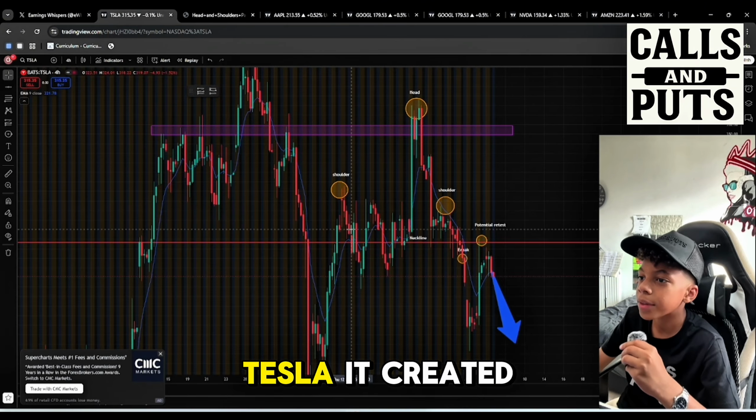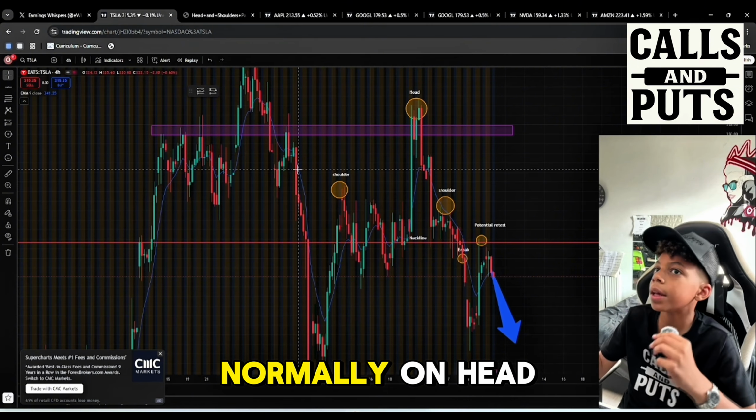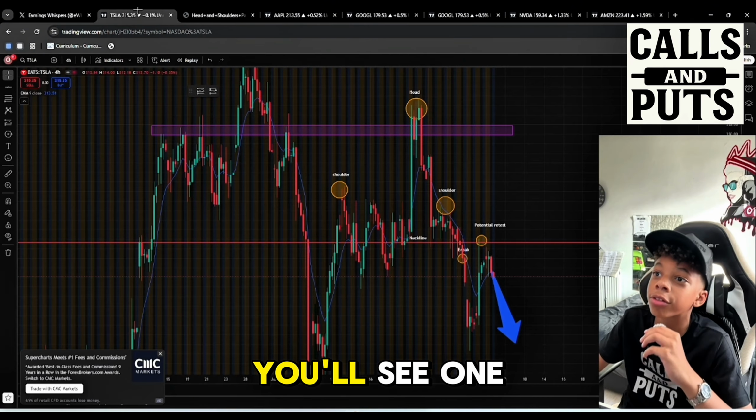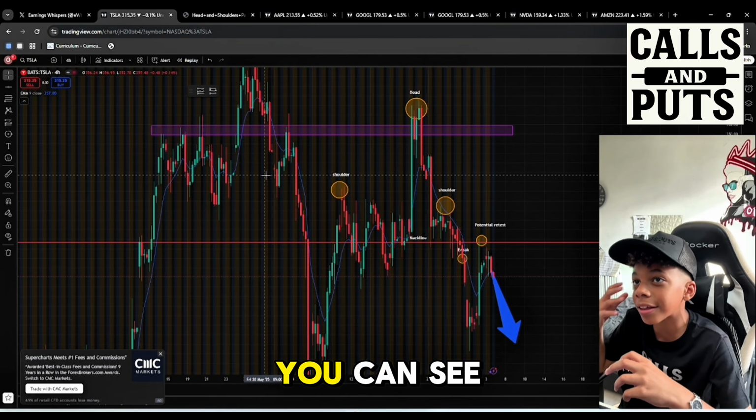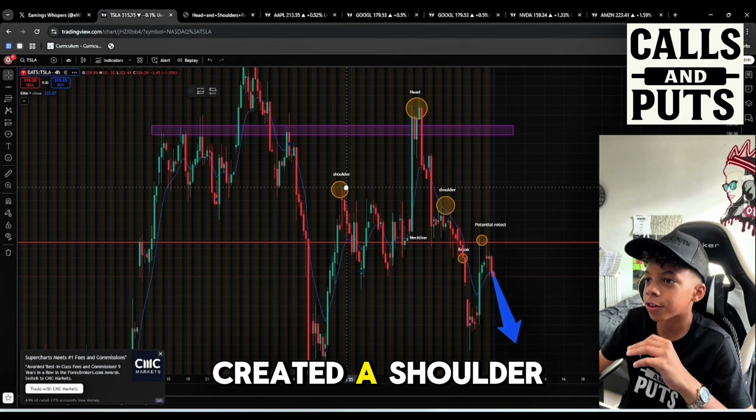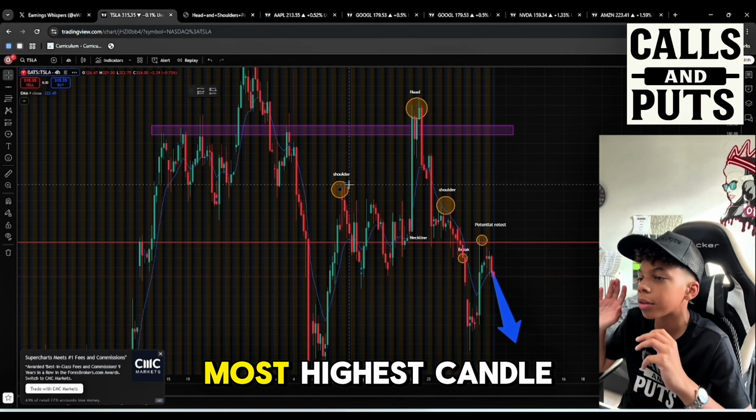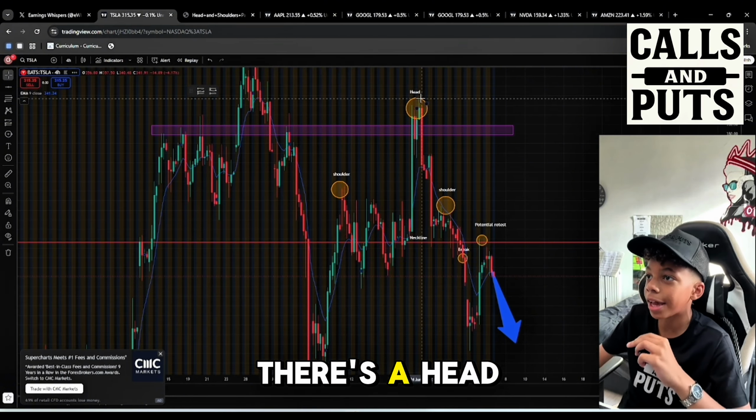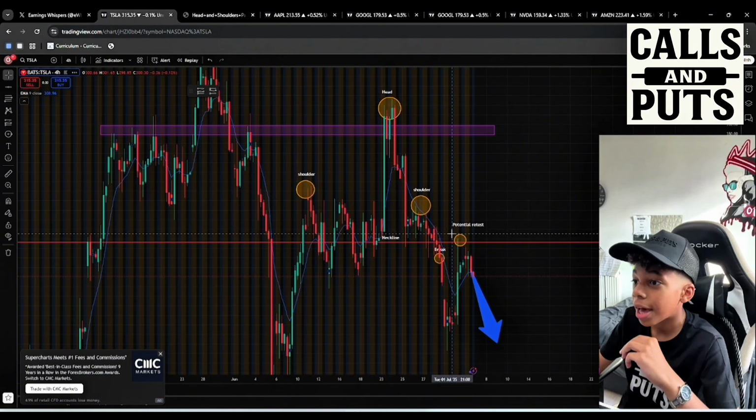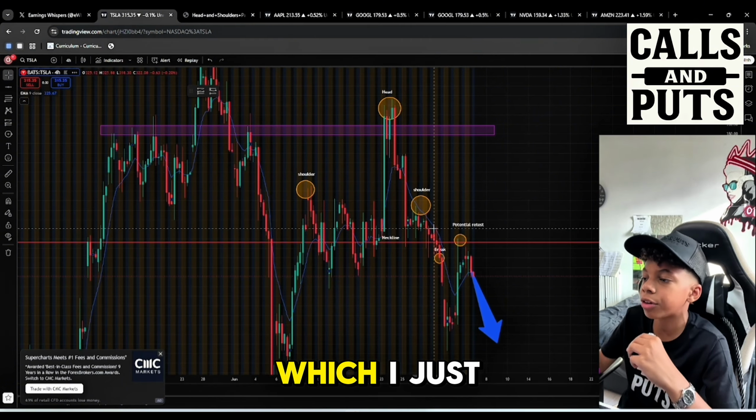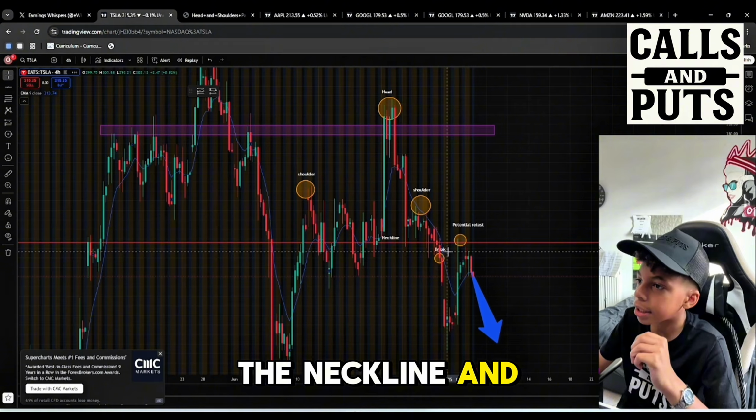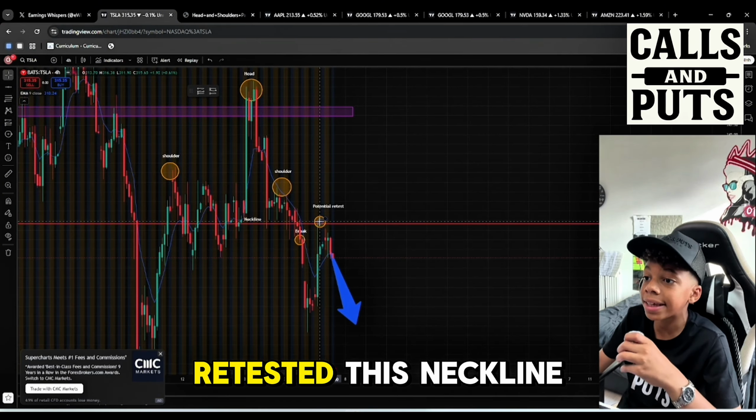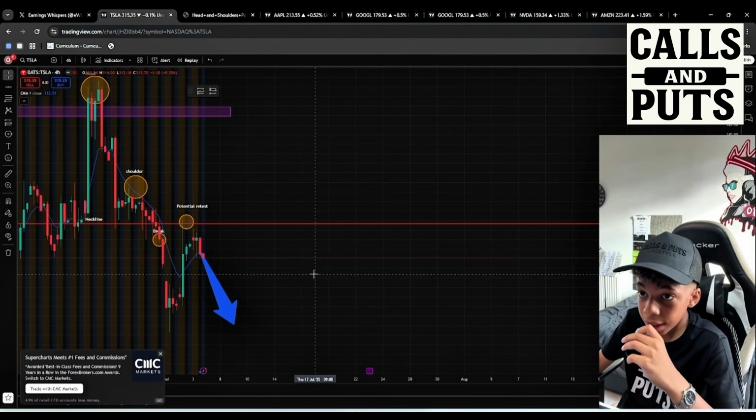So as you can see in Tesla, it created a shoulder. Normally on head and shoulders, you wouldn't see it this strong where it looks exactly like this. You'll see one that looks slightly like a head and shoulders, but not really. I would make the shoulder the highest candle, as you can see here. So there's a left shoulder here, there's a head, which is the highest point, and there's a right shoulder. As you can see, it broke the neckline, and then it went down and retested this neckline.